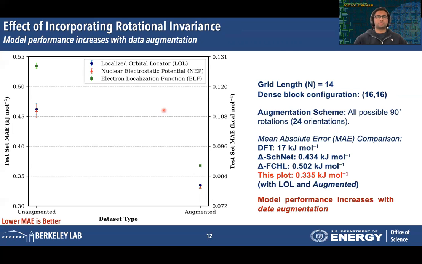Now we trained the same machine learning model using the augmented and the unaugmented data sets separately. And from the results, it is quite apparent that data augmentation significantly improves model performance and generalizability, and thus should be incorporated in the machine learning model.